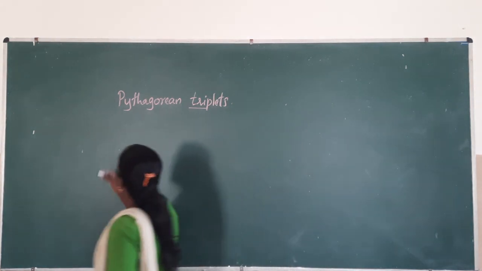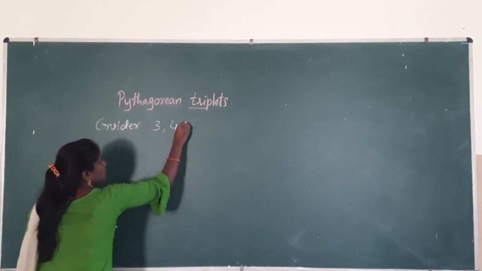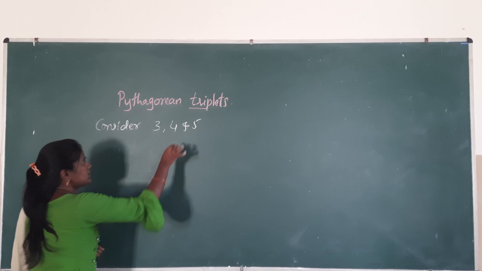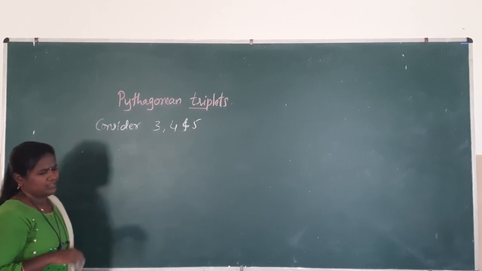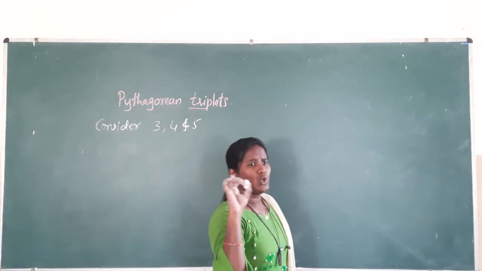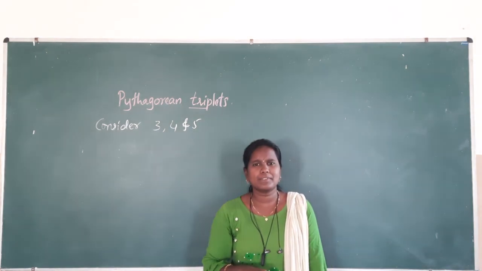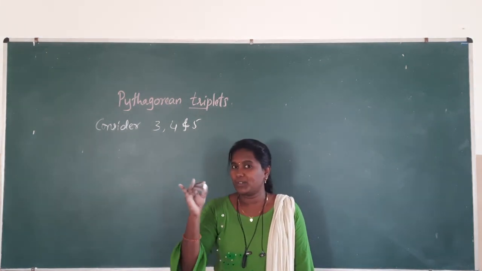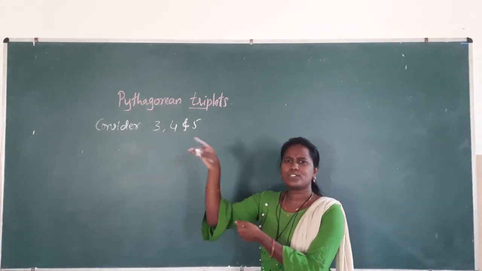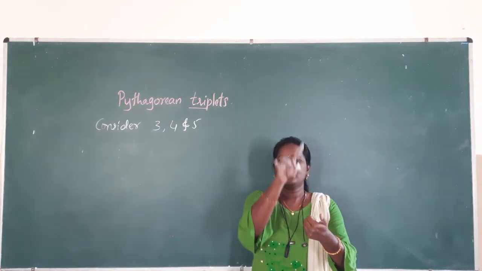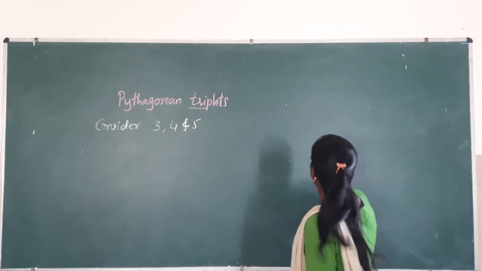So now let us consider some numbers: 3, 4, and 5. What is the geometry part with Pythagoras theorem? The Pythagoras theorem is related to these numbers. The square on the hypotenuse is equal to the sum of the squares on the other two sides.